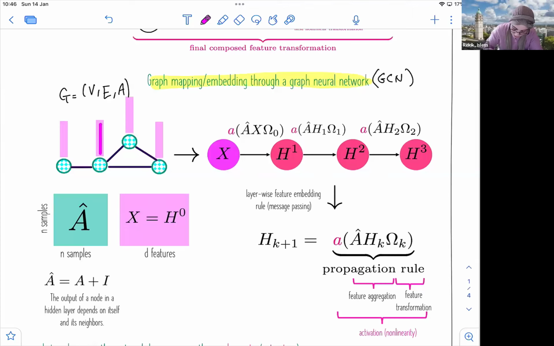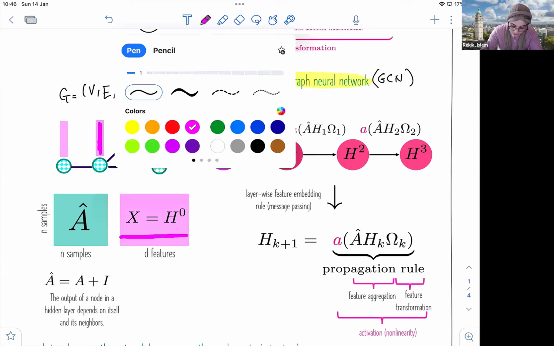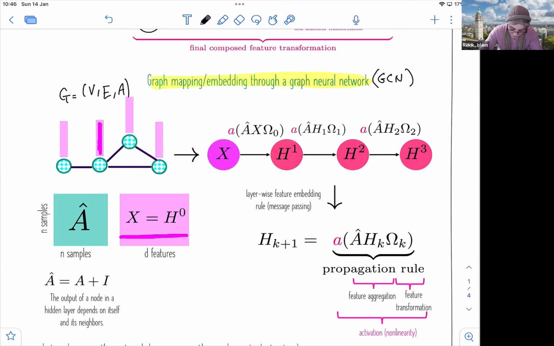So it's actually this way, because these are the number of features. So this is actually the feature vector assigned to this node, all right? So now let's call it node I. What we have as input to this graph neural network is two things. We have the adjacency matrix A of the graph and the feature matrix of the graph. So this is the feature matrix. The feature matrix has dimension d times n. N is the number of samples.